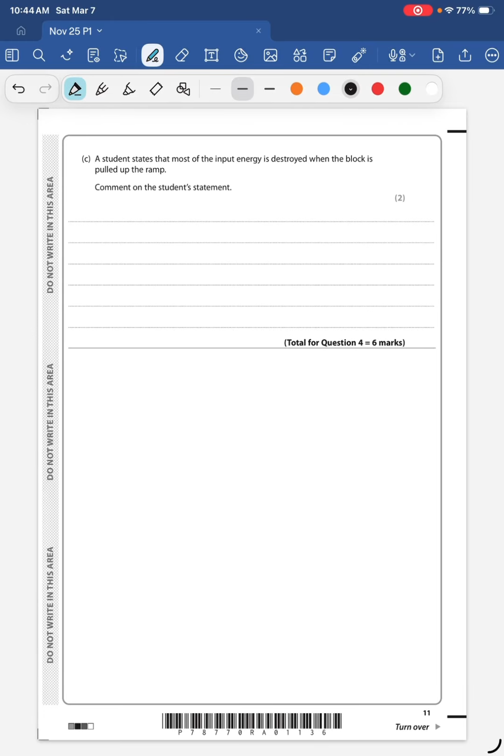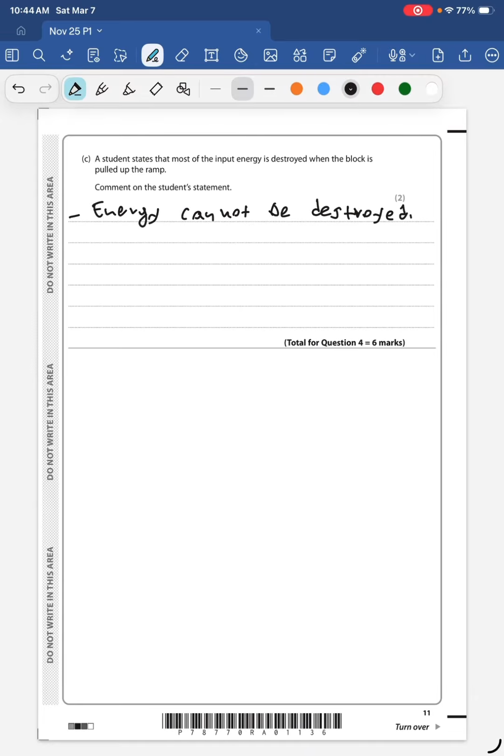C, a student states that most of the input energy is destroyed when the block is pulled up the ramp. Comment on the student's statement. It's not destroyed, it's lost. Okay, that's different. So the first statement we can make against the student's argument is that energy cannot be destroyed. And again, recall that energy can only be transferred to something else.